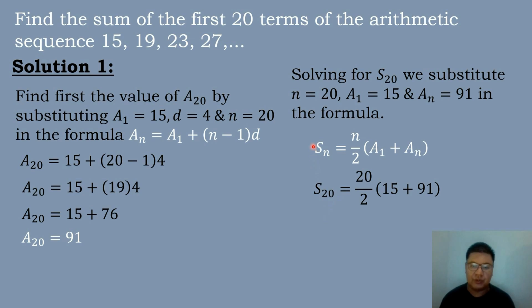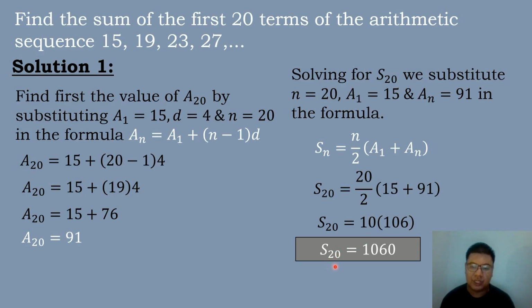We will substitute the values, so we have S sub 20 is equal to 20 over 2 times the quantity of the first term, which is equal to 15, plus the value of the last term, which is equal to 91. And then we will simplify. S sub 20 is equal to 20 divided by 2 is 10. 15 plus 91 is equal to 106. And then bring down S sub 20. 10 times 106 is equal to 1060. So the sum of the first 20 terms of the arithmetic sequence 15, 19, 23, 27, and so on is equal to 1060.